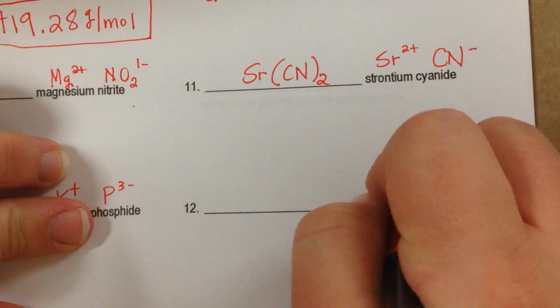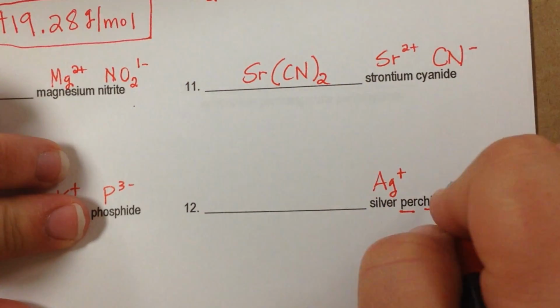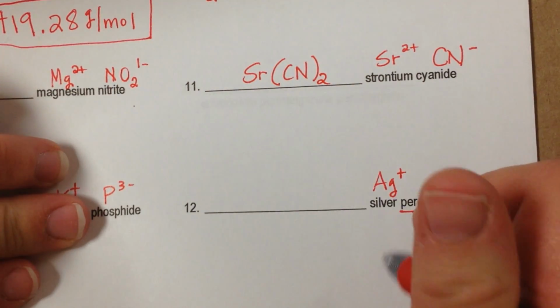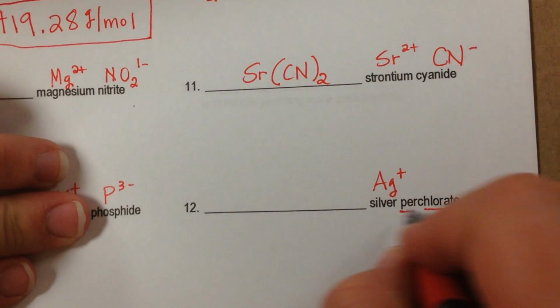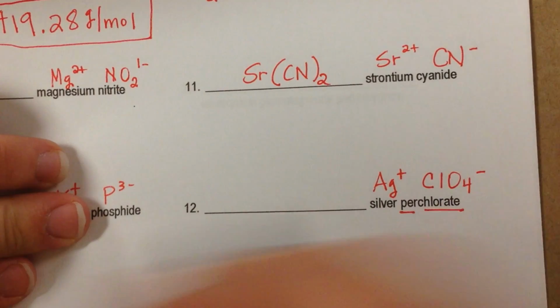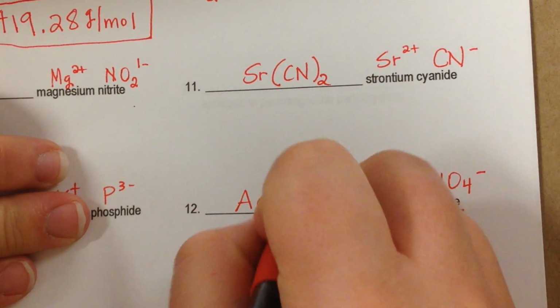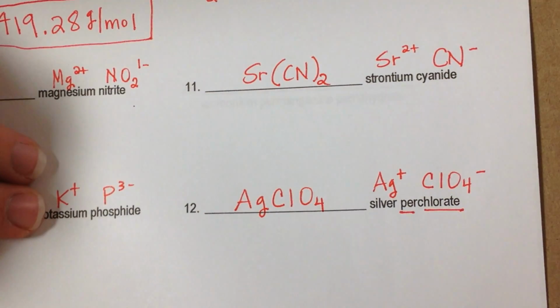Silver is one that you should have memorized, Ag+1. Perchlorate, remember chlorate is one that we've memorized. Per means 1 more oxygen, so ClO4, 1-. This is a 1-to-1 ratio. My formula is as follows, AgClO4. Okay, going to the last page just so you can have this as a reference.